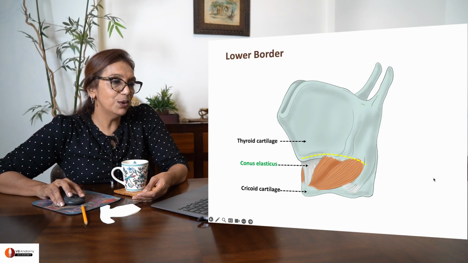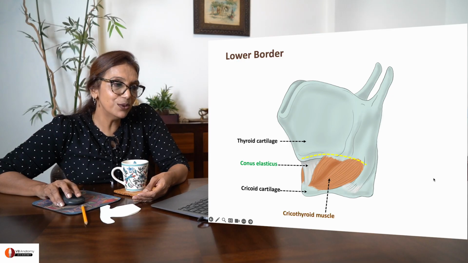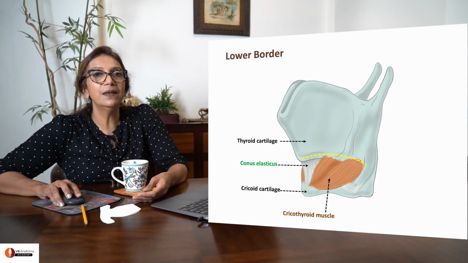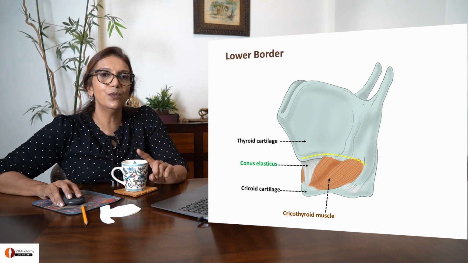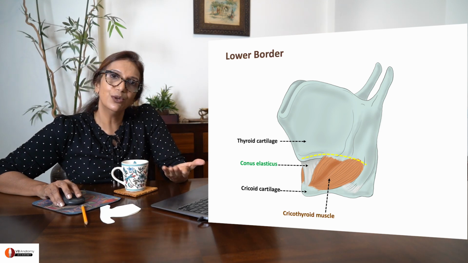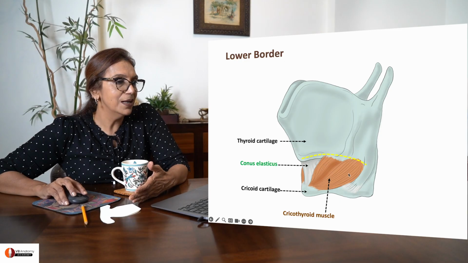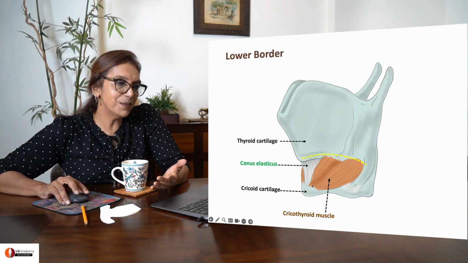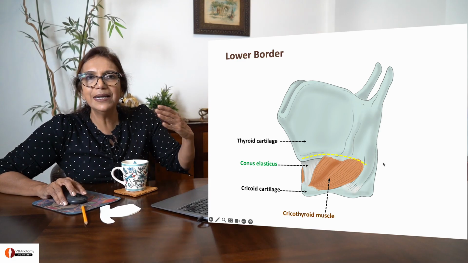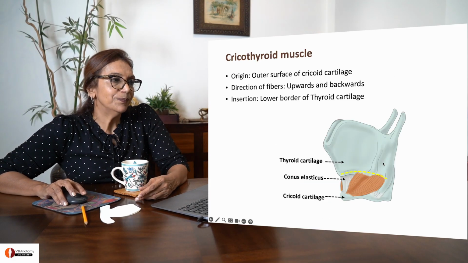But the rest of the lower border gives attachment to this beautiful muscle, the cricothyroid. What do you know? Just ask yourself. Cricothyroid. From what to what? From cricoid cartilage to thyroid cartilage. Very simple, somewhat obliquely placed muscle. From cricoid anteriorly to thyroid a little more posteriorly.